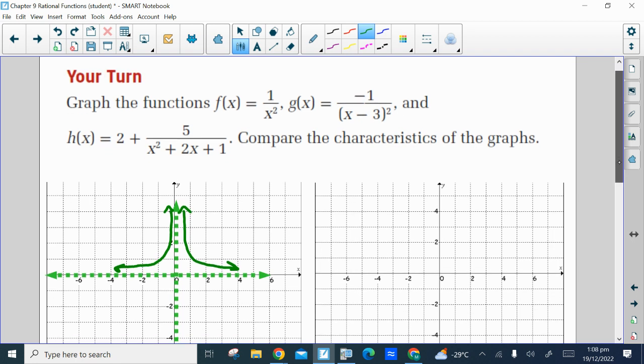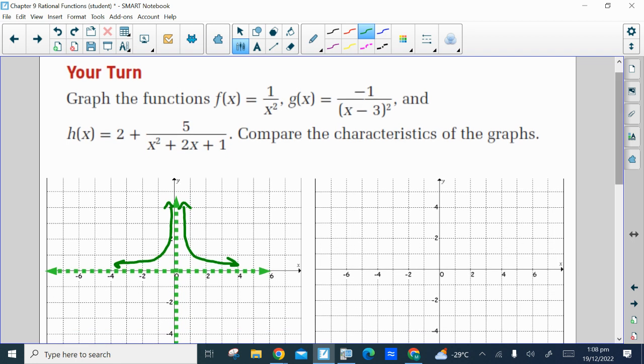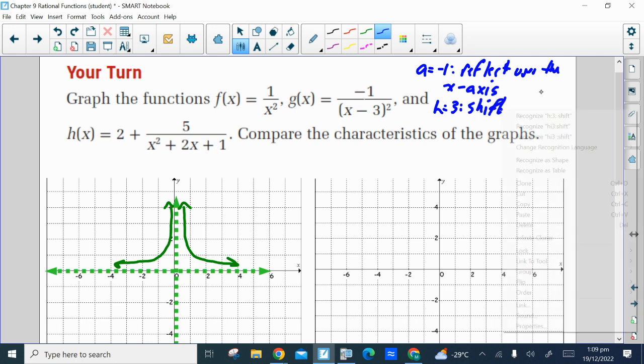And then for g at x, you've got -1 over x minus 3 all squared. So for that one, you have an a value of -1, which means it's going to reflect over the x-axis. And then x is replaced with x minus 3, so that's an h value of 3. So the graph is going to shift right 3 units. Shift 3 to the right.